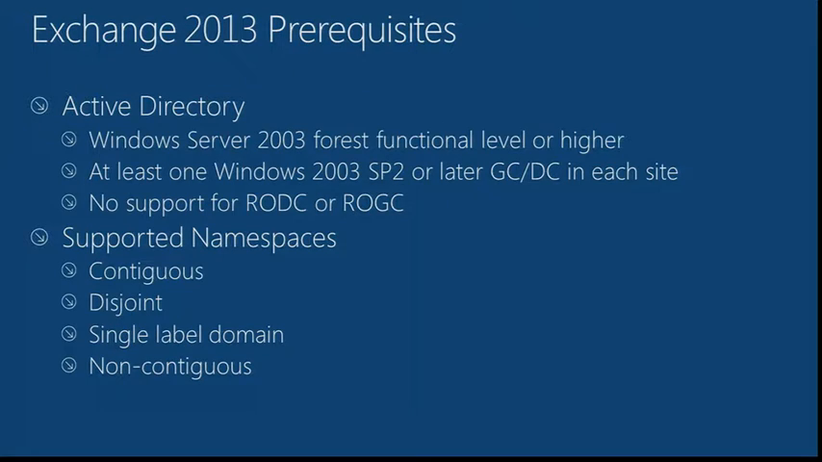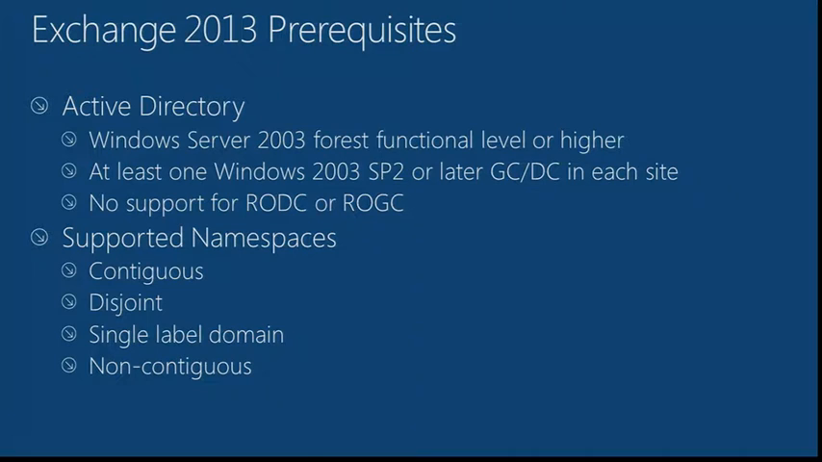Supported namespaces, that is also the same as what we had in 2010. And this could change in a future release, but we have committed to supporting these types of DNS namespaces in RTM. So if you're in any one of these non-standard naming topologies, then you're still in a supported state. You don't have to do anything to prepare yourself from Exchange.